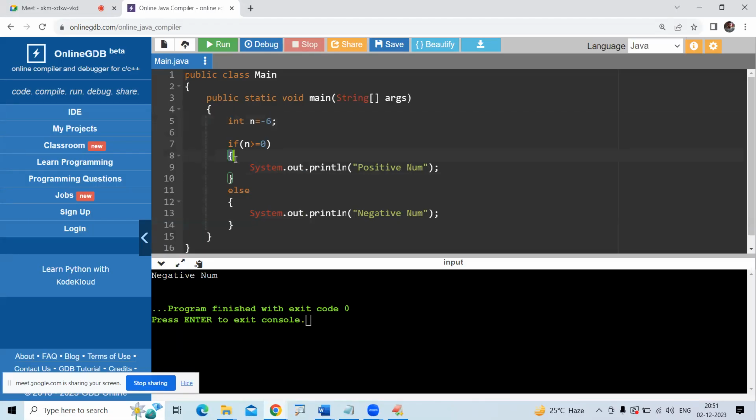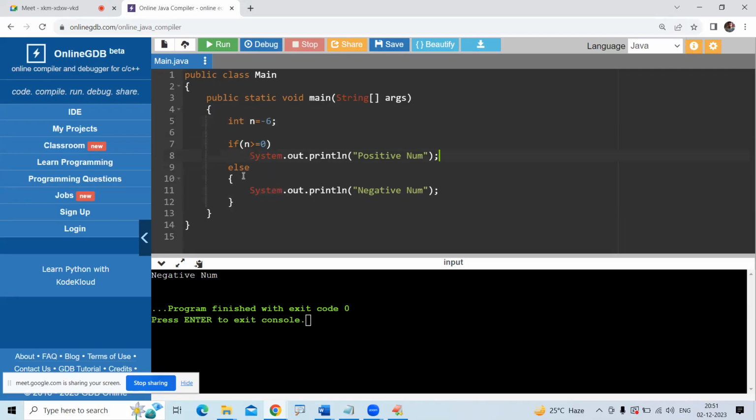Sir, do I need to write these curly braces? If it is a single statement, no need to write. If you remove these also, it works. Not only in Java, in any programming language. Block means a block of instructions. If it is only one instruction, this is enough.